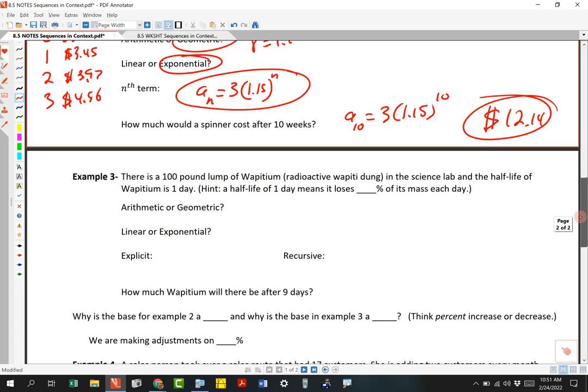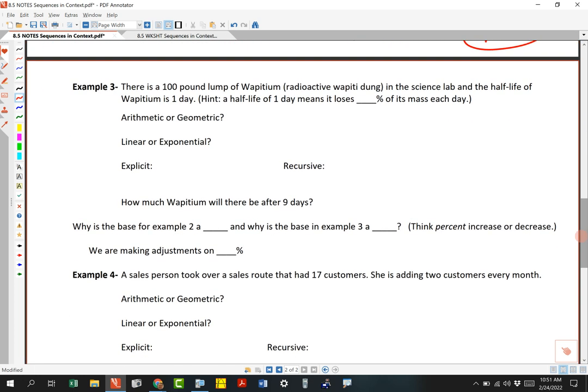Okay, Cooper, is this hard? Pretty easy? Okay. Cameron, are we doing okay? Shaylee, we all right with this? Not bad, right? Okay. It's basically the same stuff we've been doing. We just have to read in between the lines a little bit. So here's the next problem.